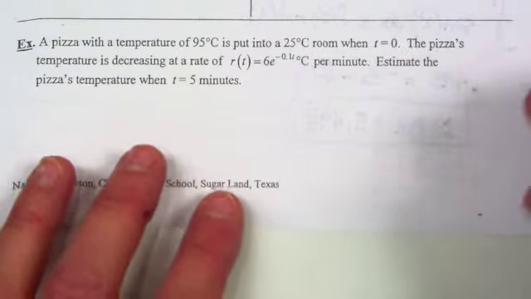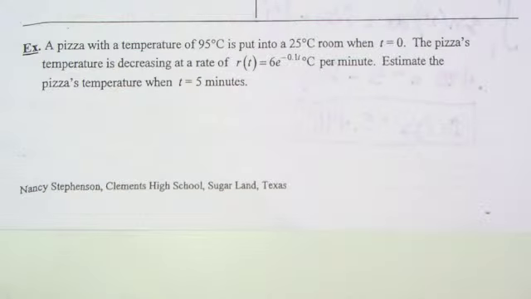A pizza with temperature 95 degrees Celsius is put into a room at a fixed temperature in degrees Celsius when t equals 0. The pizza's temperature is decreasing per minute. Estimate the pizza's temperature when t is equal to 5.